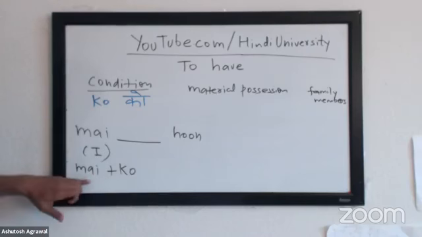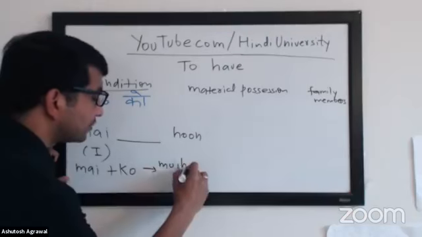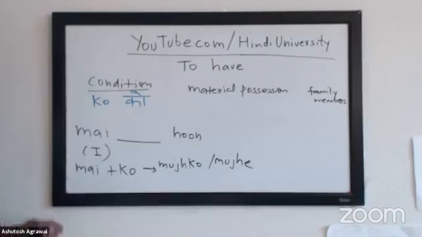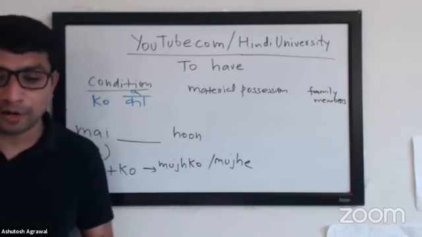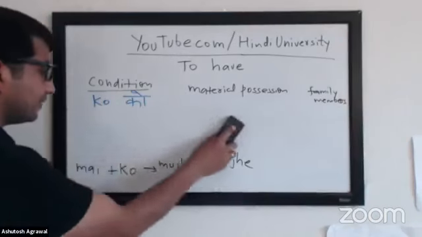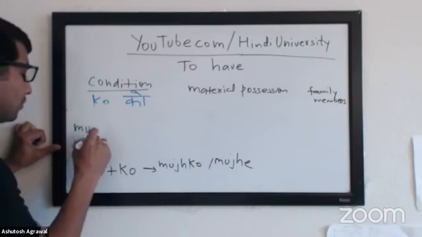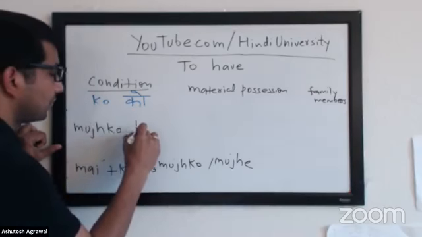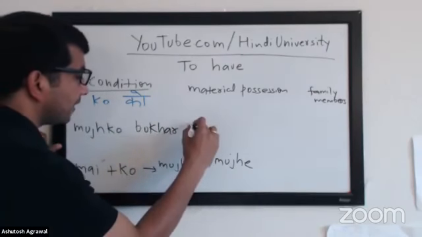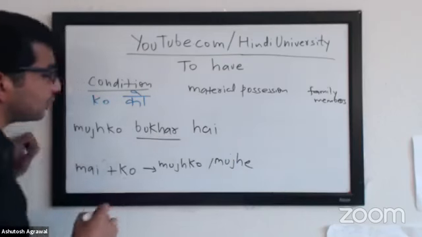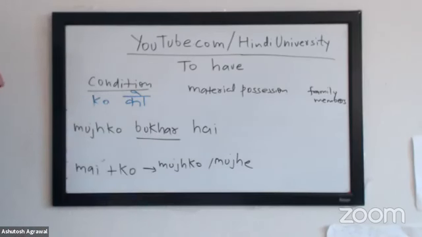Okay, so Jamil, what is मैं plus ko? So मुझको और मुझे. Very good, right? So it will be मुझको और मुझे. Awesome. So if you have a condition, let's say you have a fever or if you have a headache, how will you say that? It will be मुझको बुखार है. Very good. I have a fever. And let's say you don't know the word for बुखार in Hindi, what will you say? You can say मुझको fever है. Very good, right?